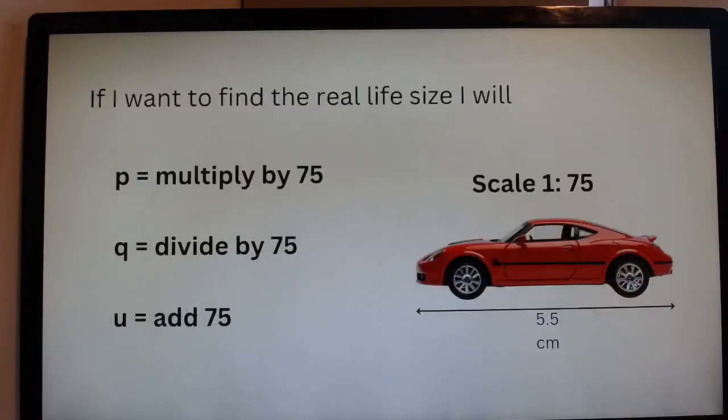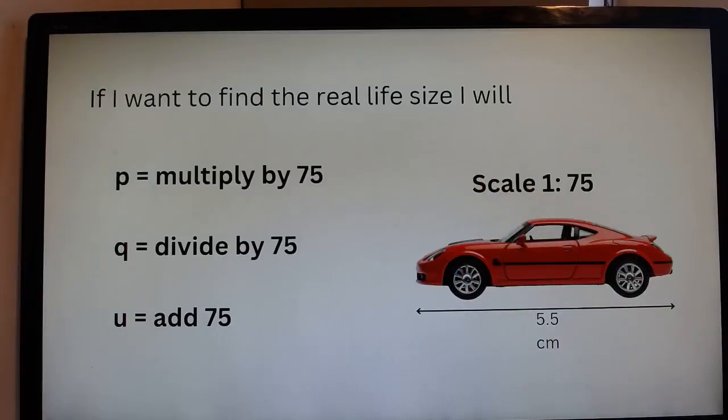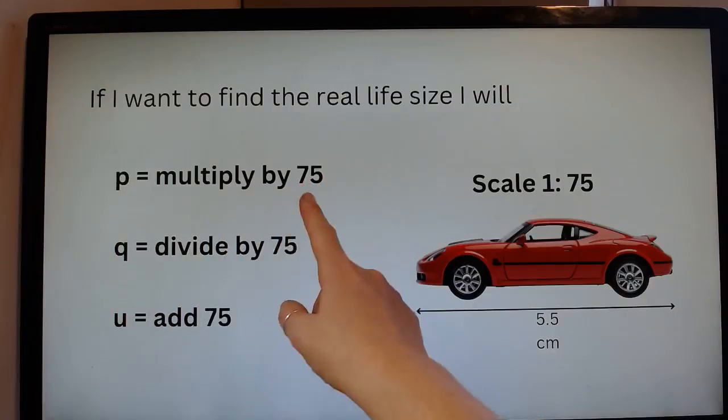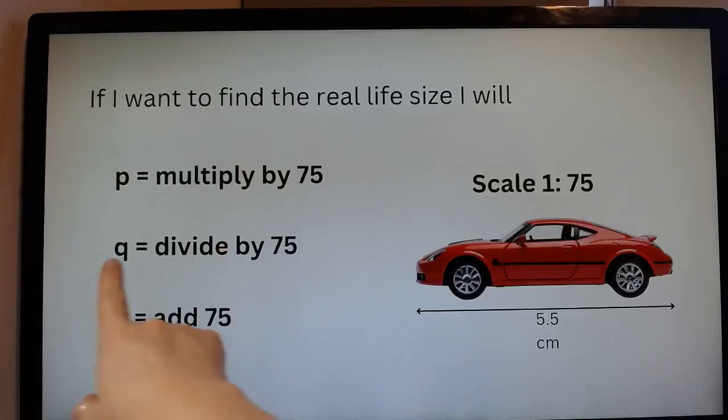Question number 2. If I want to find the real life size of this car, the model of this car is 5.5 centimetres, the scale is 1 to 75. If I want to find the size of the real life car, will I multiply by 75? If you think that, you put P. Will I divide by 75? If you think that, you put Q. Will I add 75? If you think that, you put U.